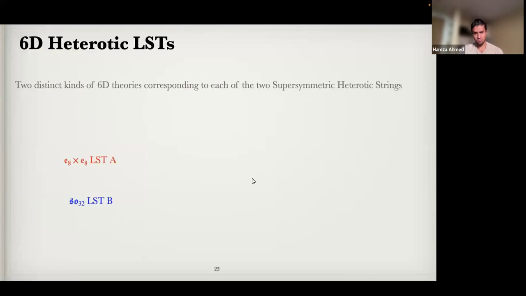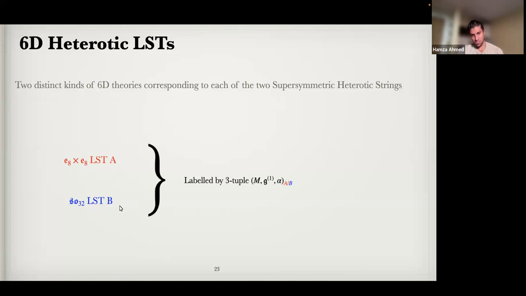You don't need to know what those are, but I'll just state them. So the one kind is known as the E8 times E8 little string, and the other kind is known as the SO(32) little string theory. These are the gauge bundles for these two theories. But from this point on, I'll just call them A and B. And so our goal is to look at the T-dualities of these theories.